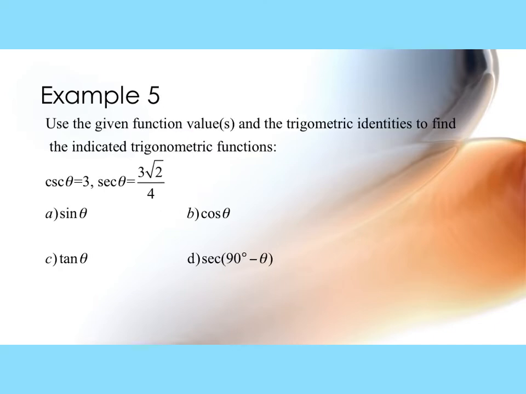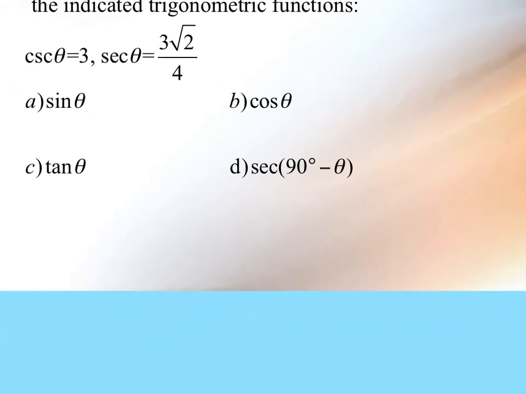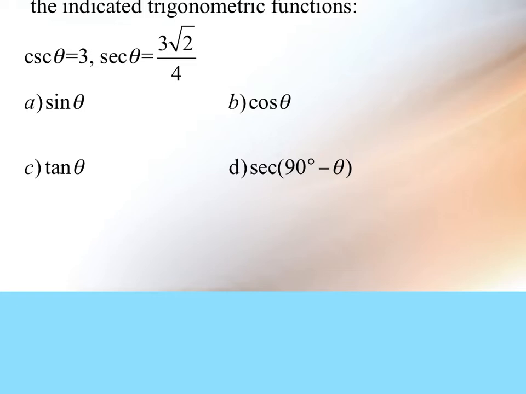All right, this one says, use the given function values and the trig identities to find the indicated trig functions. So the first piece of information it gives me is to allow me to set up a triangle. It says that the cosecant is 3 and the secant is 3 root 2 over 4. So if I set up a triangle off of the first piece of information, cosecant would be hypotenuse over opposite. So the hypotenuse would be 3, and the opposite would be 1.